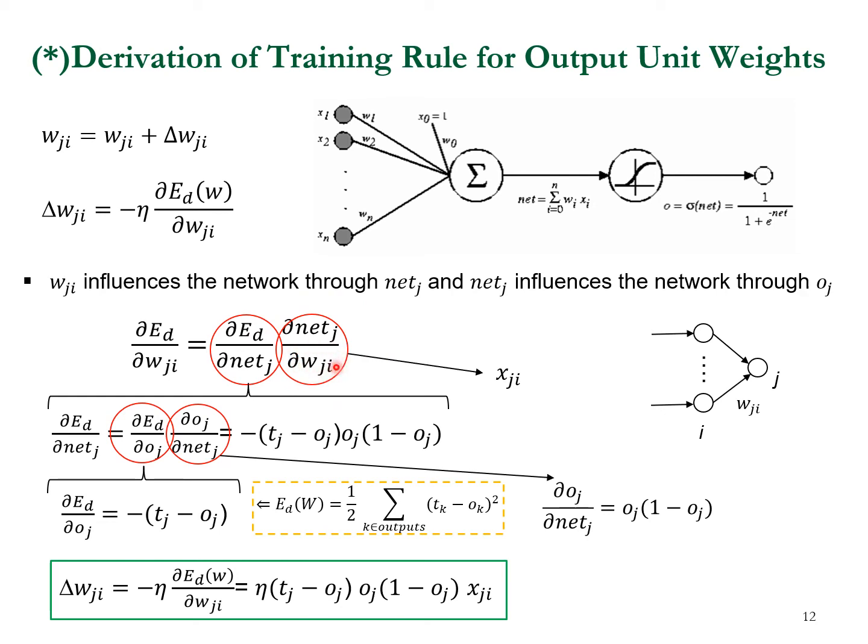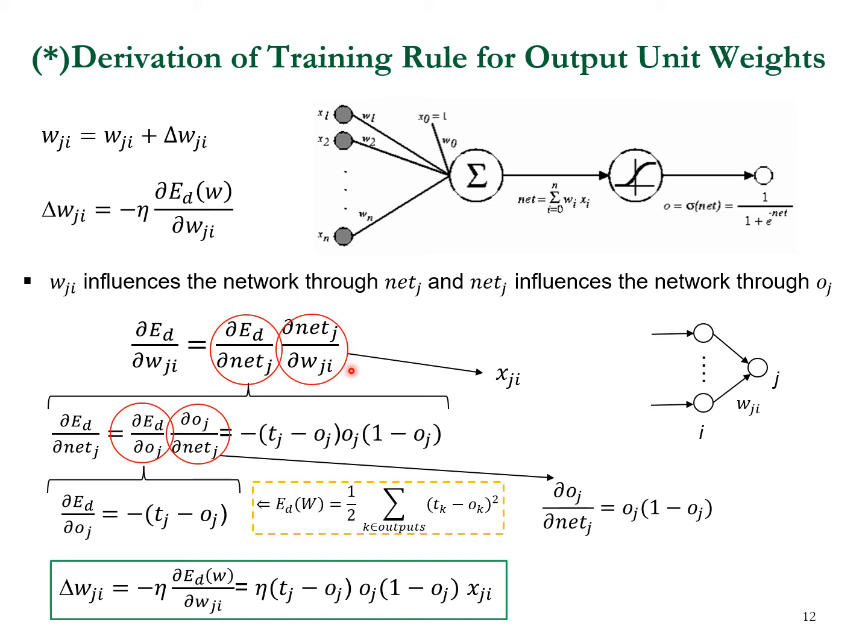The weight Wji goes through net first, and then this net value affects the error function, right? That's the first step. So Wji affects the net value first, and then the net value affects the error function. Because of the chain rule, this original derivative is this times this, right? This is true because of our chain rule.